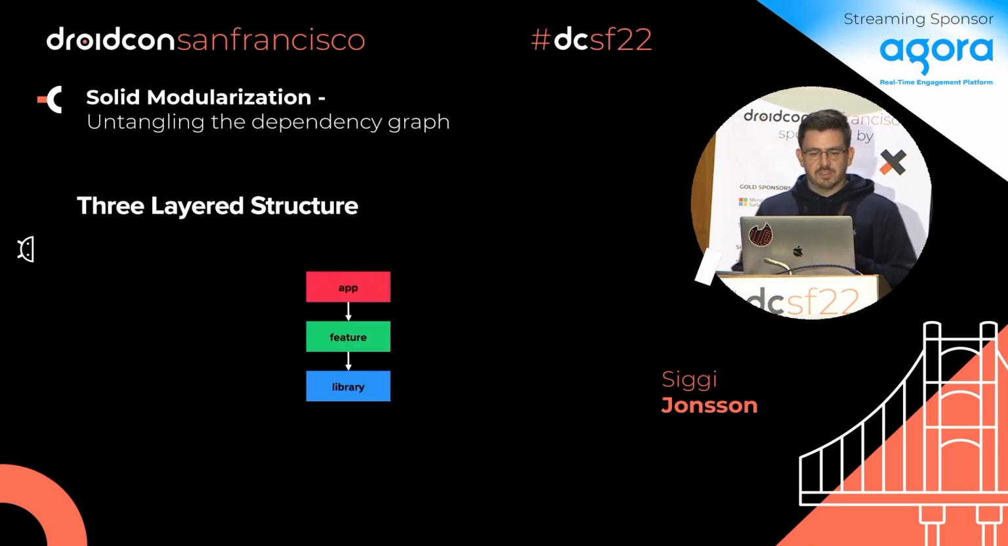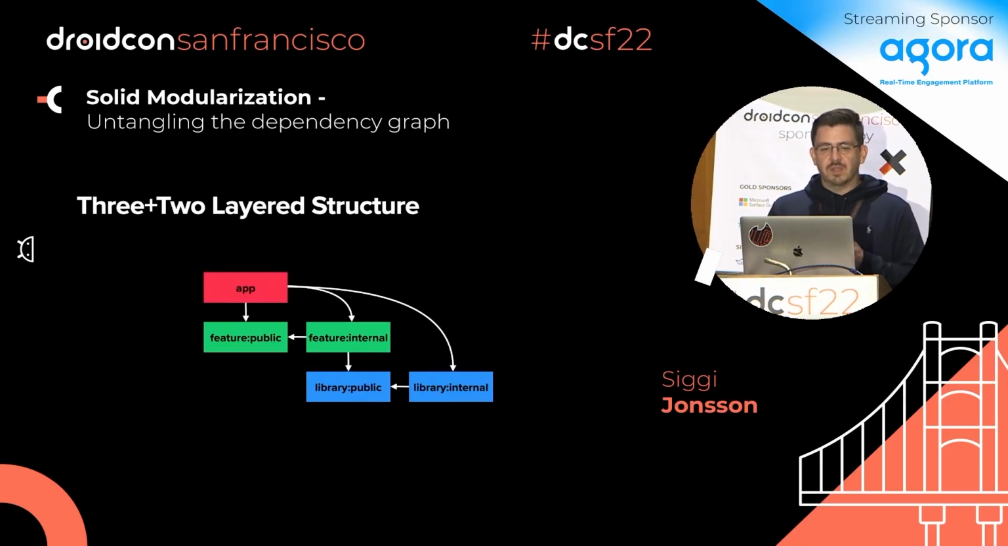So, long story short, we decided to simplify our structure and our strategy and adopt a 3-layered structure with app, feature, and library layers. This is in line with current recommendations for modern Android development. The key thing here is that features cannot depend directly on other features. And this is very important.